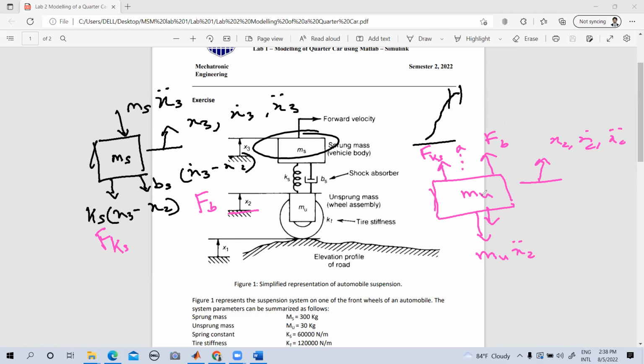The resultant of the forces downwards should be co-linear with the forces upwards for a balanced system. But just for simplicity, otherwise you'll be confused if I draw this here, I will just draw this tire stiffness force as KT into the displacement of x2 minus x1.